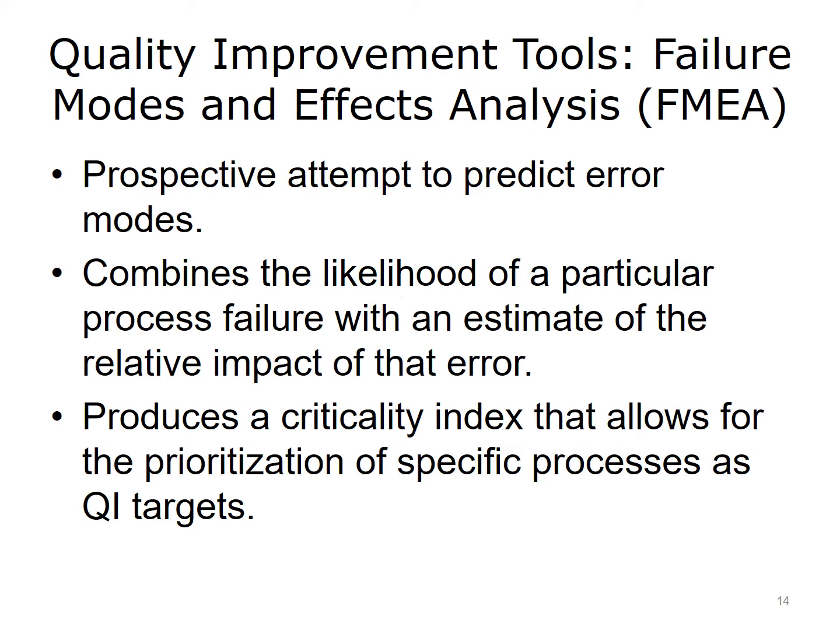FMEA combines the likelihood of a particular process failure with an estimate of the relative impact of that error to produce a "criticality index." By combining the probability of failure with the consequences of failure, this index allows for the prioritization of specific processes as quality improvement targets. This is one of the tools that is used in the third phase of reliability work.